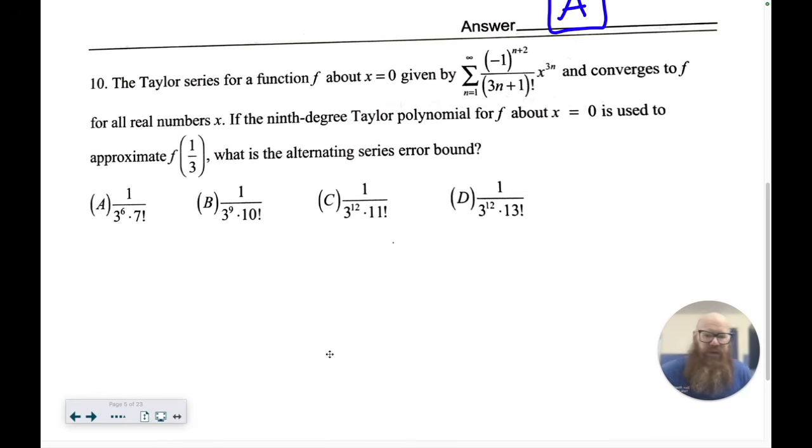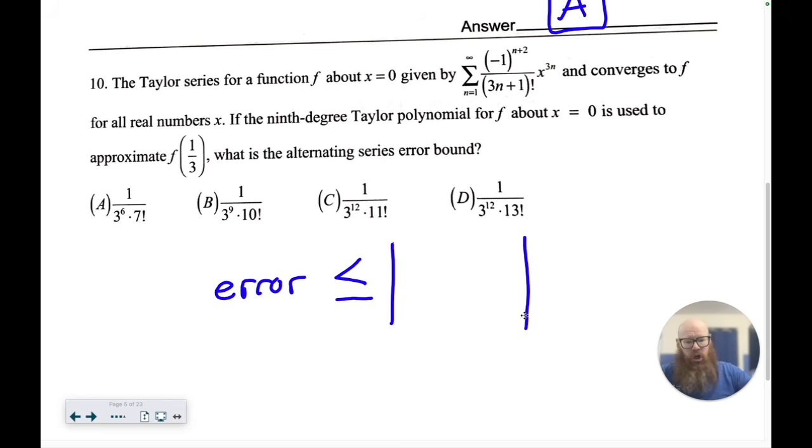Now we've got a Taylor series, and we're looking at the alternating series error bound used to approximate f of 1/3. The way the alternating series error bound works is the error is at most the absolute value of the first unused term, of where we cut it off.